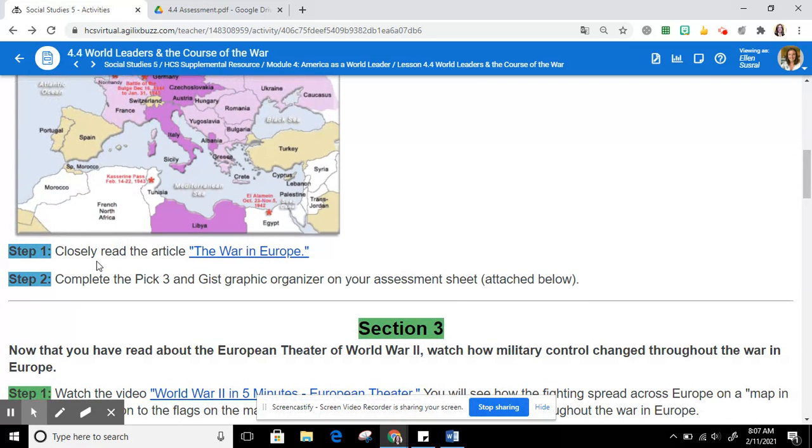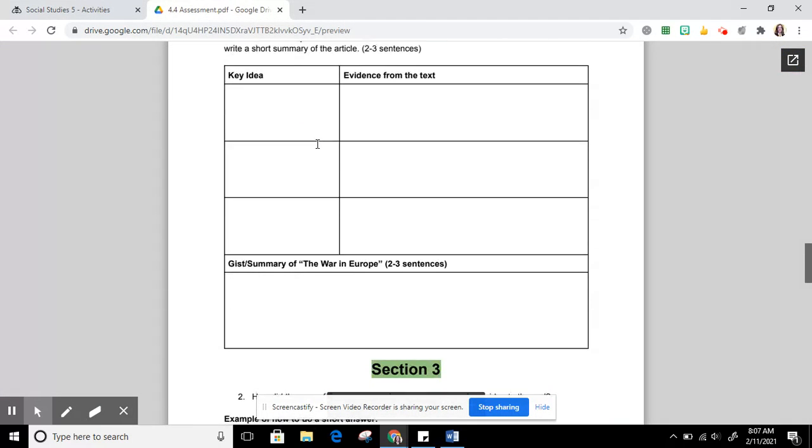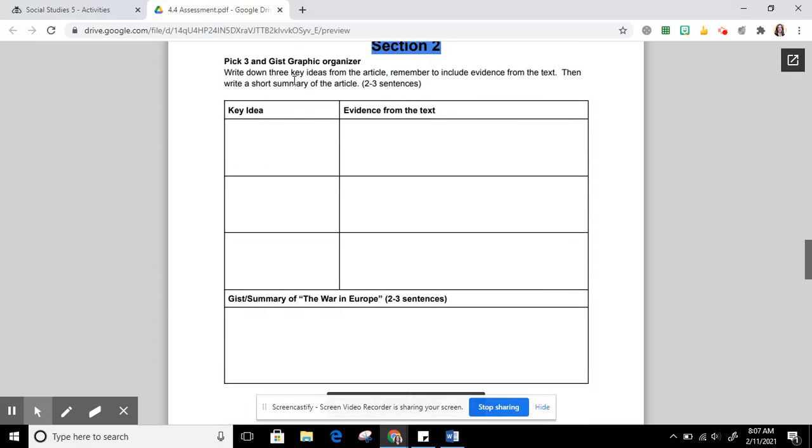So step 1, you're going to closely read the article, The War in Europe, which is attached here. And step 2, you're going to complete the Pick 3 and GIST graphic organizer on your assessment sheet, which is attached below. So let's look at the Pick 3 graphic organizer. So this goes with section 2. Write down 3 key ideas from the article. Remember to include evidence from the text. Then write a short summary of the article.